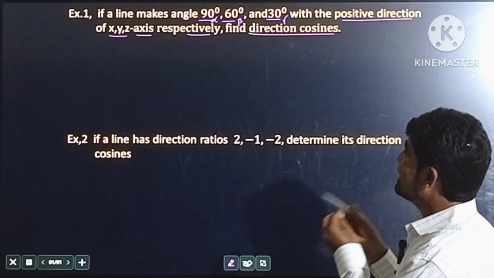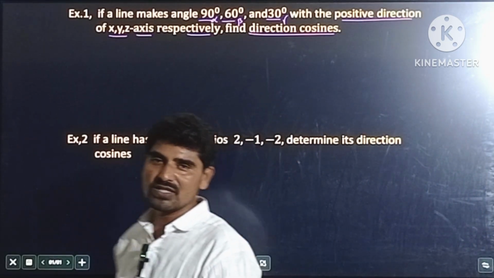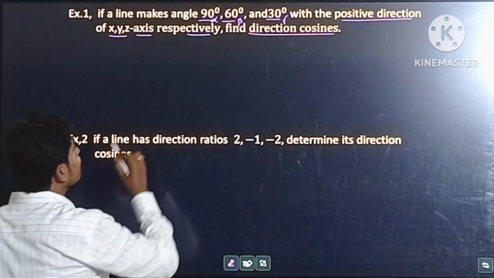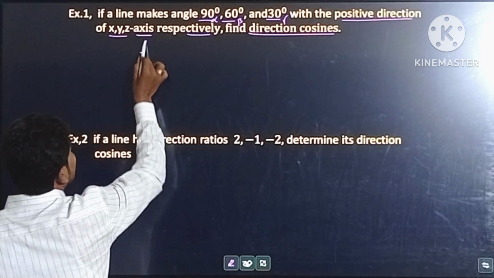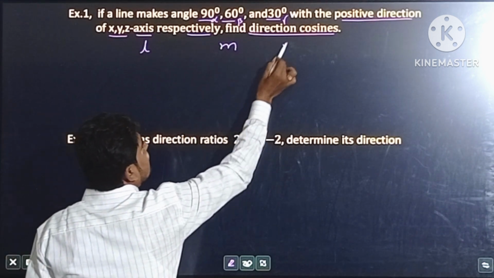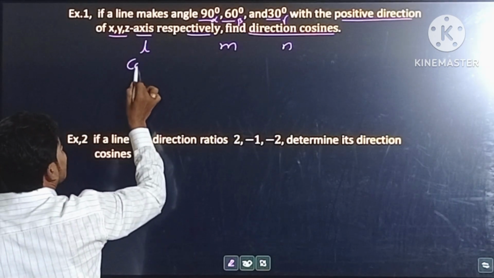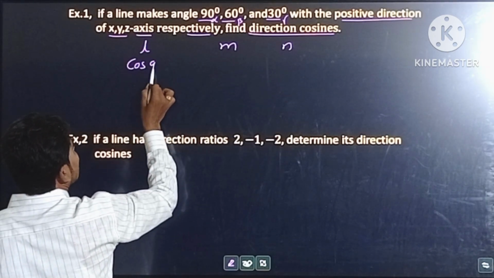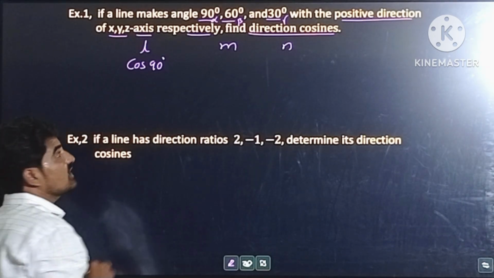So when the direction angles of the line are known, it is easy to find the direction cosines. So as you know, direction cosines of the line are denoted by L, M and N, and the value of L is cos alpha. Here the value of alpha is 90 degree. So therefore the value of L is cos 90 degree.